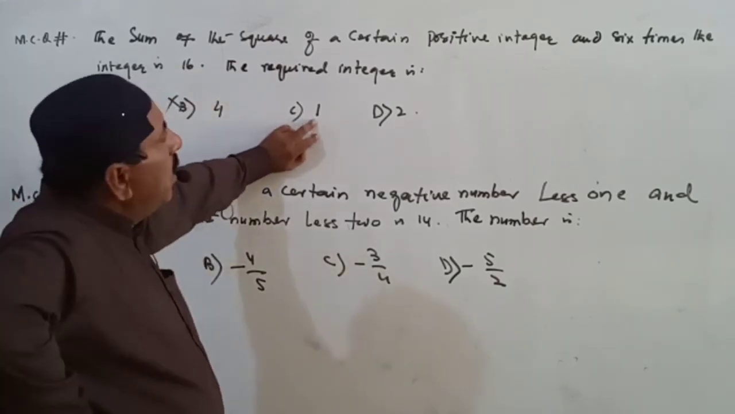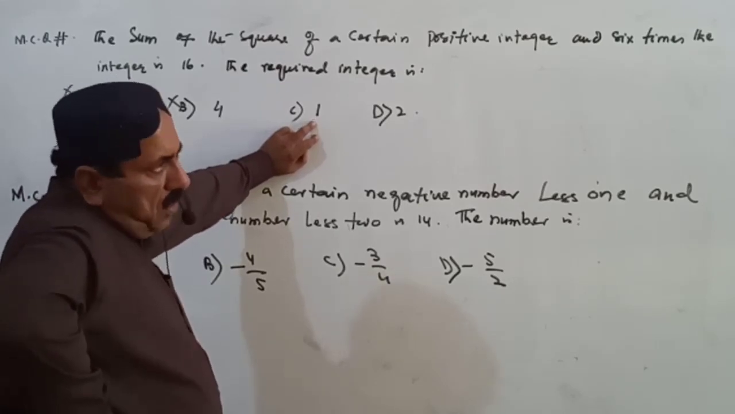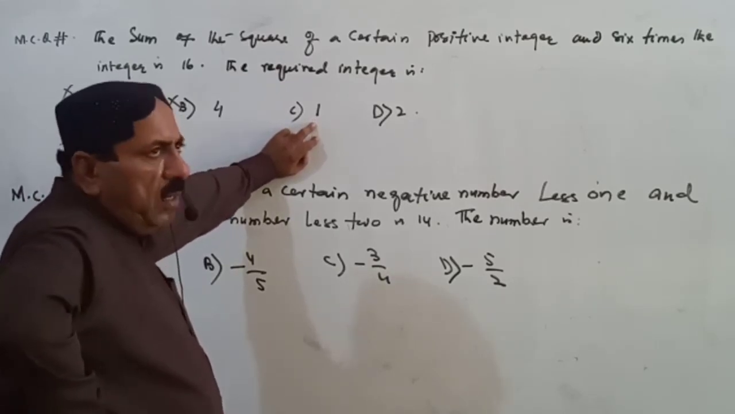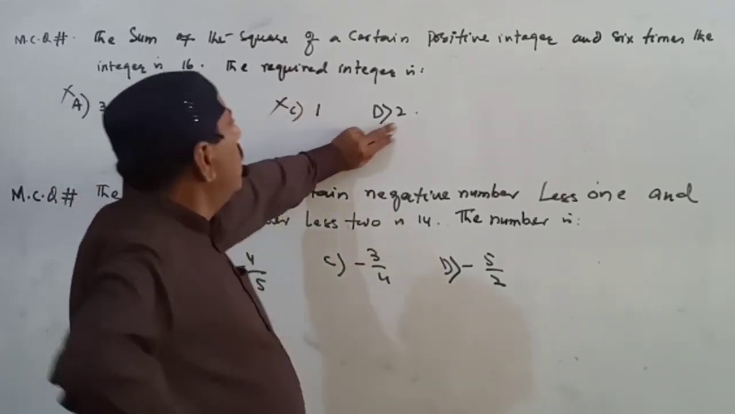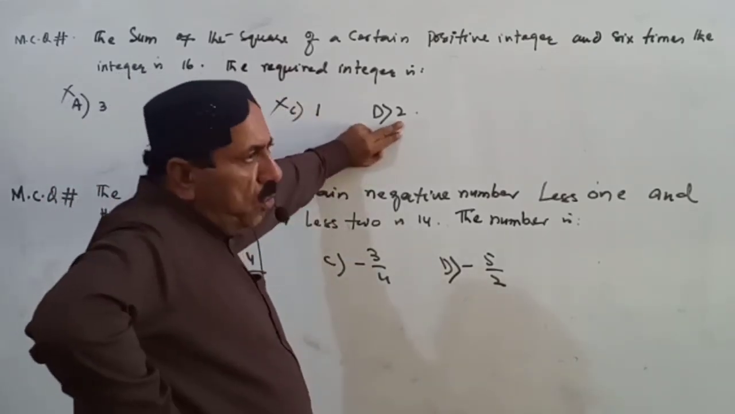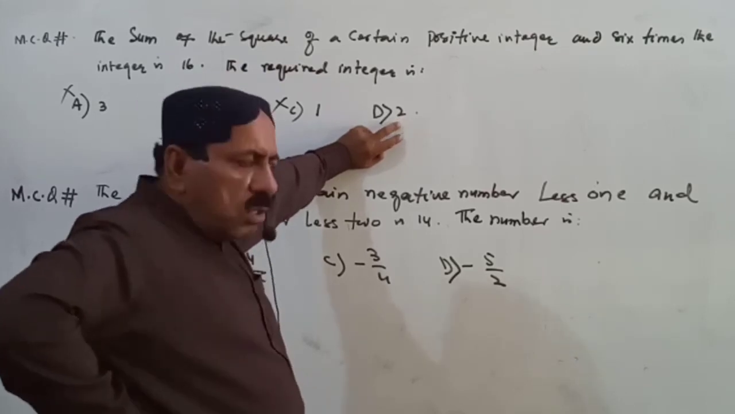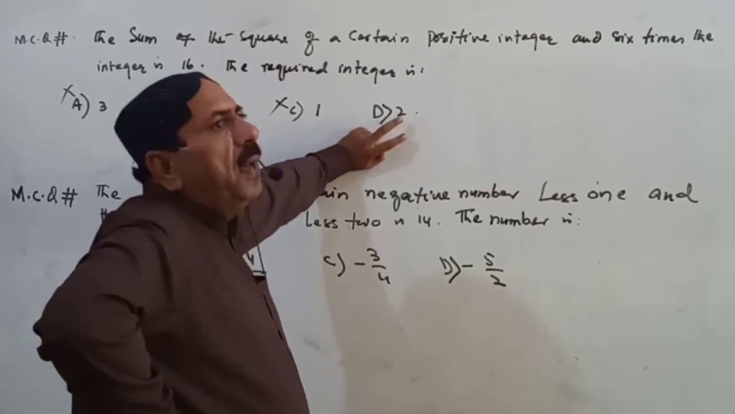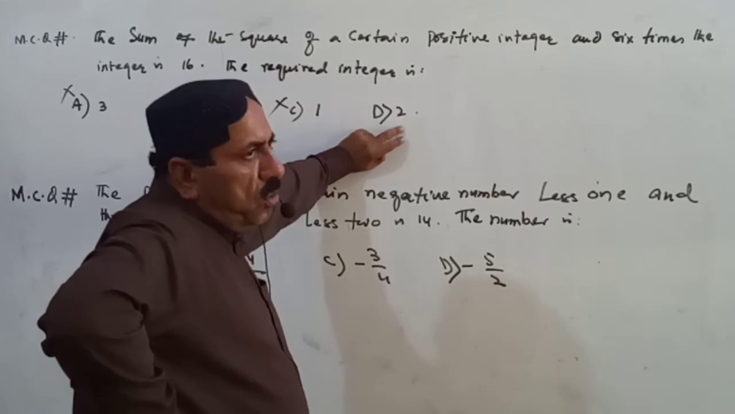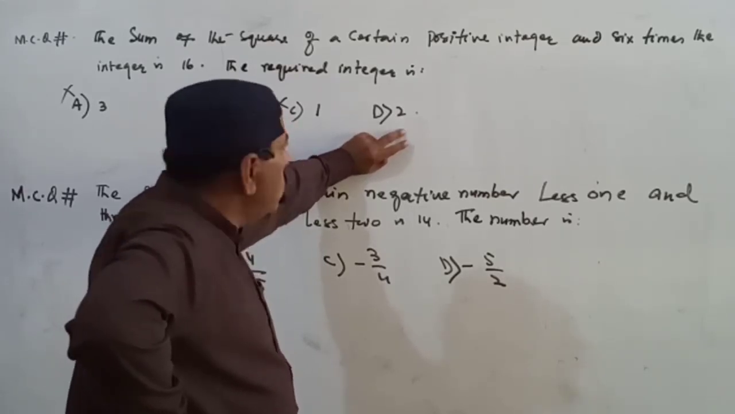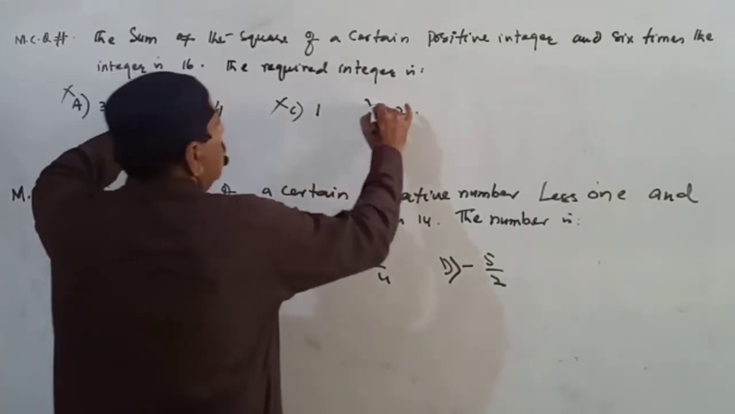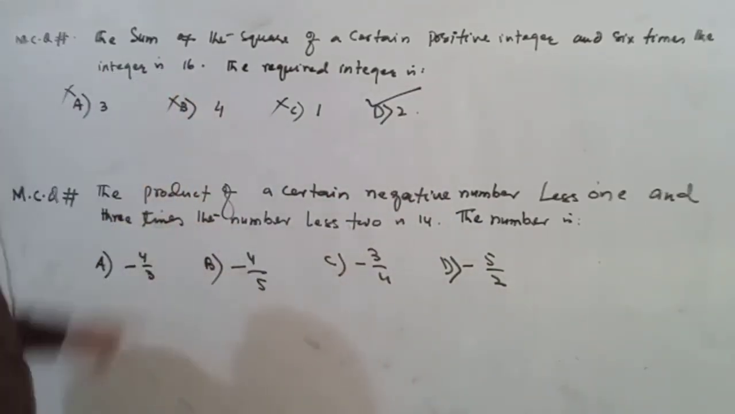1: 6 times of 1 is 6. 1 square is 1. 6 and 1 is 7. So this is also wrong. If the required number is 2, its square is 4. 6 times 2 is 12. 12 and 4 is 16. Required number 2 is the correct option. Okay.